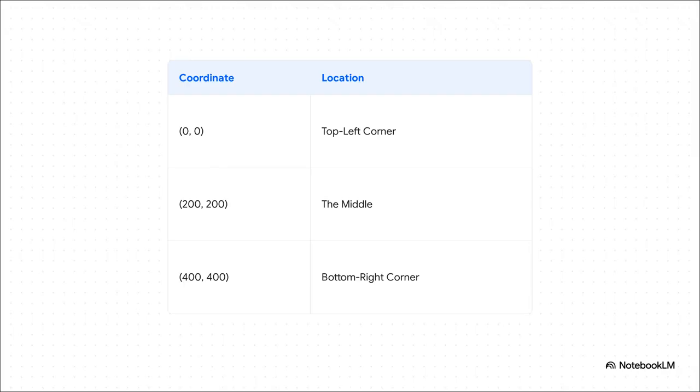So how do we find our way around this world? Well, we use coordinates, right? An x and a y value, just like in math class. But, and this is a big but, there's a twist. The starting point, coordinate (0, 0), it's not in the middle. It's all the way up in the top left corner. That means the exact middle is at (200, 200), and the bottom right corner is way down at (400, 400).